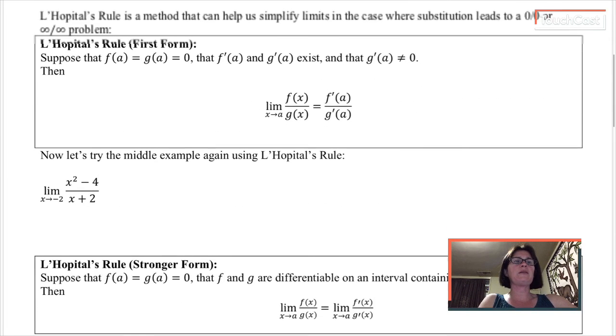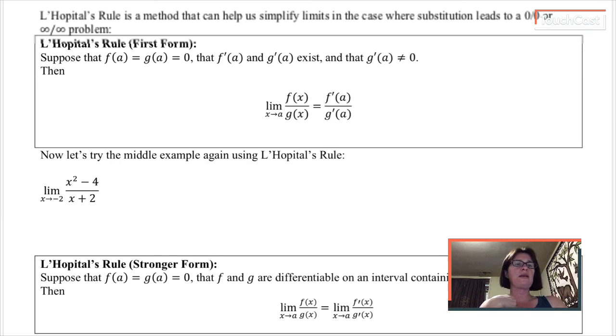So here's what we know. Let's focus here on the 0 over 0 case. If you try substituting into a limit problem, in this case, I'm going to plug a in for x, and I end up with 0 over 0, I can try finding f prime of a divided by g prime of a. If that exists and there's no problem, then that's my answer.